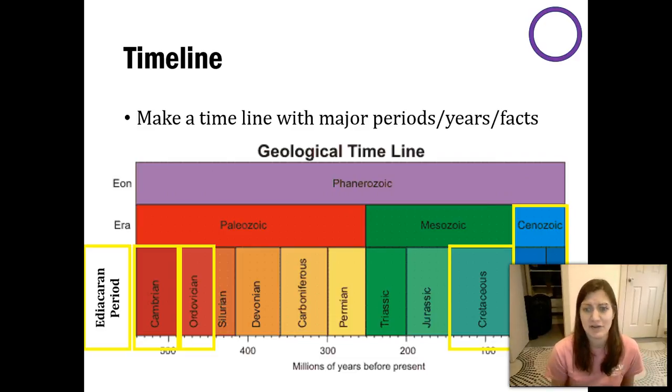Something I do want to make a note of, I use the words period and era, those are super technical words that you see in geology all the time. I don't care. I won't use the correct term on the test. You might just see Cenozoic, or I might say Cenozoic period. Don't worry about if it's a period or an era. I just want you to know that key term.